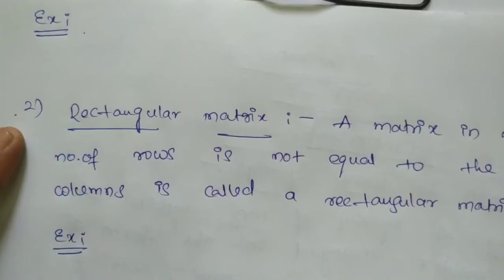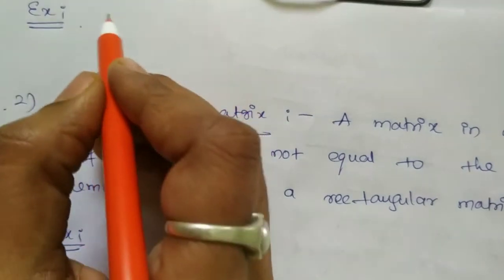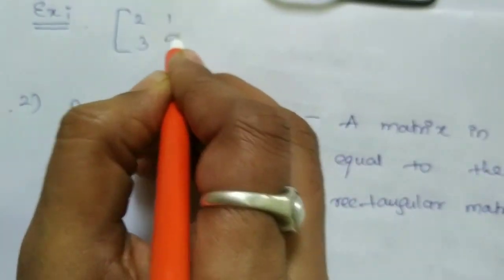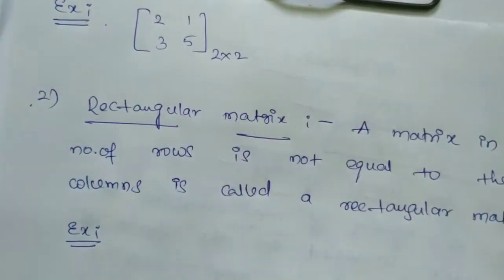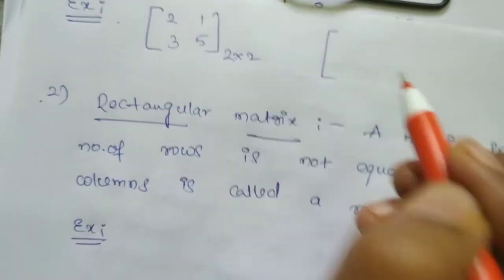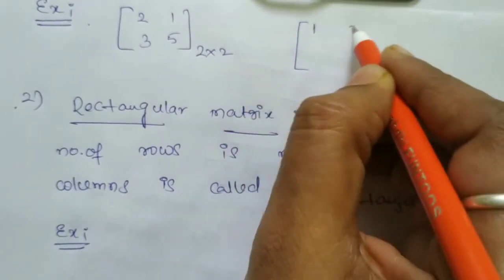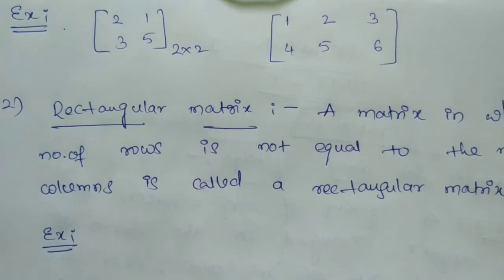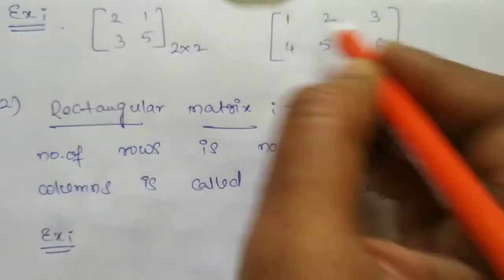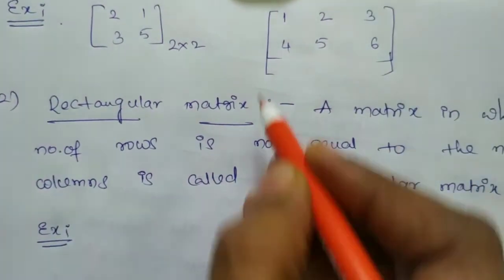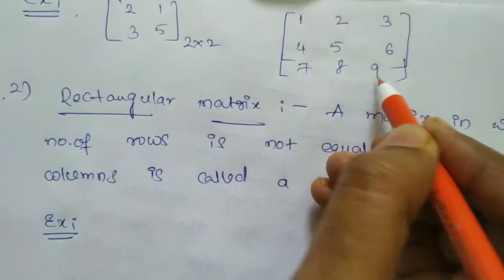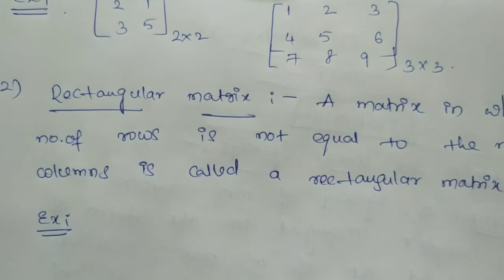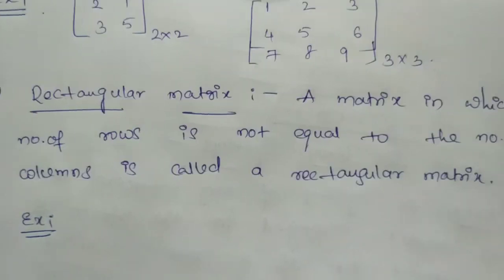I am taking one example. First a 2 by 2 matrix: 2 1 3 5. In this, 2 rows and 2 columns. Again I am taking a 3 by 3 matrix: 1 2 3, 4 5 6, and one more row, 7 8 9. This is a 3 by 3 matrix, 3 rows and 3 columns. So this is the square matrix.